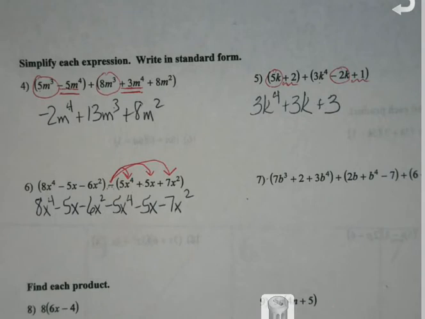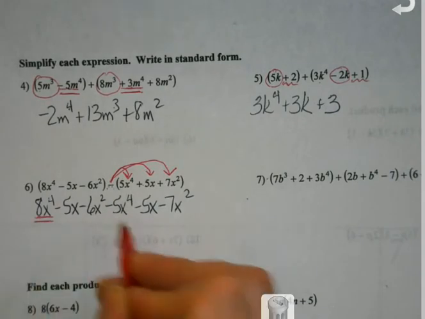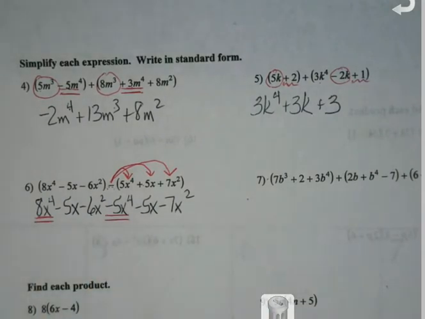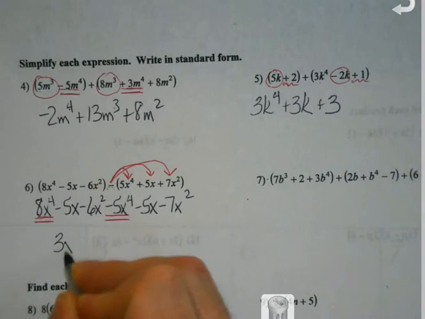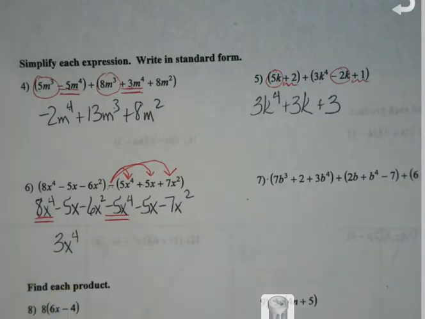Start with the terms that have the biggest exponents, and start combining them. But again, combine doesn't always mean add. Sometimes there's a minus in there, so I got to subtract. Got 8, I lose 5 of them. I've only got 3.